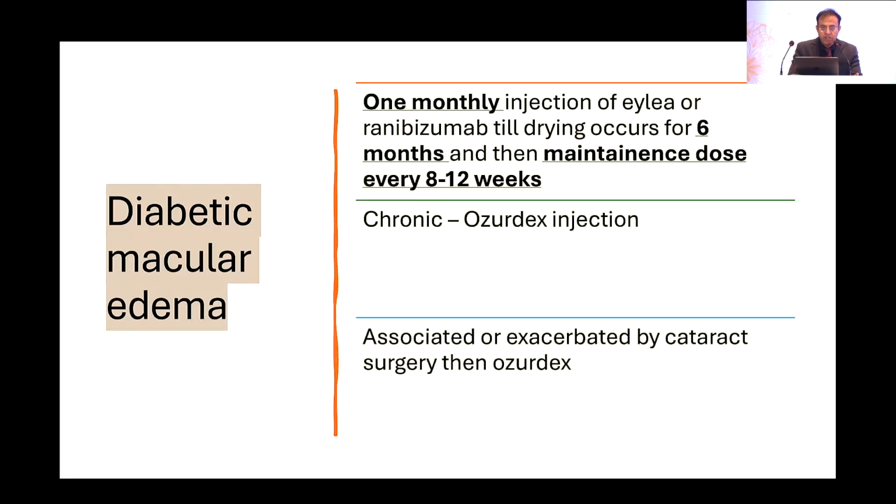This is the protocol that is usually followed across the globe, but in India we usually take it for 3 months, and once it is chronic we can give an Ozurdex injection. We also need to understand that this can be exacerbated by cataract surgery, wherein Ozurdex helps us.